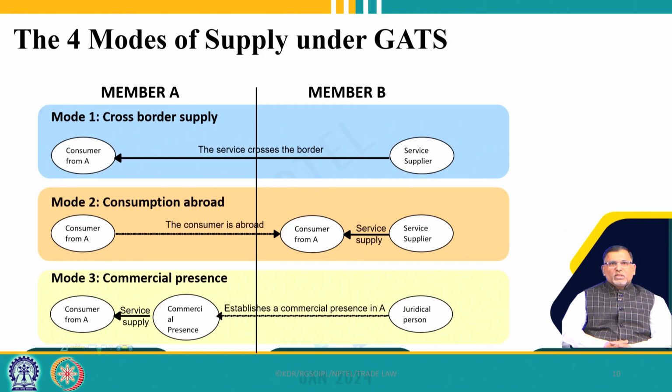So, the first mode is very clear: the service is crossing the borders, the consumer is in one country and the service supplier is in another country. In consumption abroad, the consumer from country A goes abroad and the service supplier is in country B, and he supplies the service to the consumer from another country. So, we said examples are almost all the students.